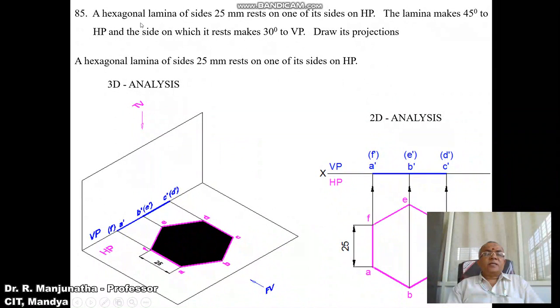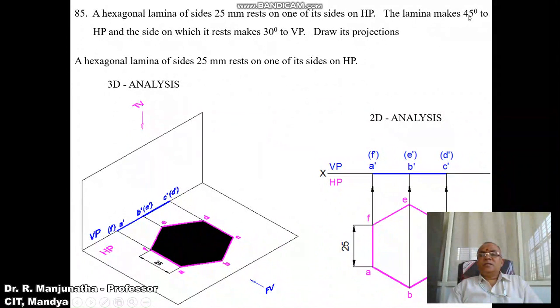Take a hexagonal lamina of sides 25 mm resting on one of its sides on HP. The lamina makes 45 degrees to HP and the side on which it rests makes 30 degrees to VP. Draw its projections. As he says, first we are going to look at the surface inclination. He says that the lamina makes 45 degrees to HP. So that means the surface of the lamina makes 45 degrees to HP.